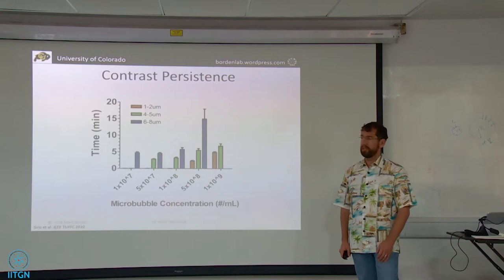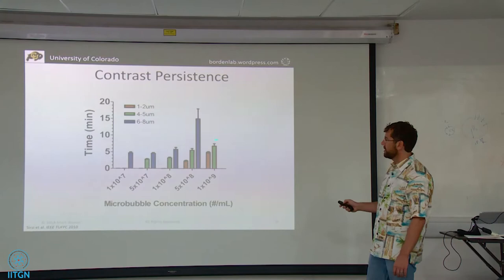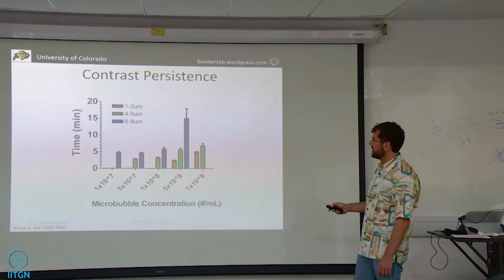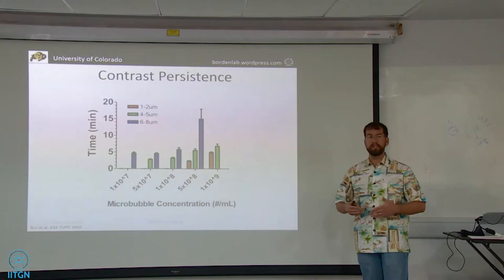They're long circulating bubbles. 4 to 5 micron bubbles also do pretty well. You can see the increase in circulation time with the concentration injected, as you'd expect, and also 1 to 2 micron. It's kind of interesting that 4 to 5s, in this case, don't last much longer than 1 to 2s. So, again, the data is saying larger bubbles are better. Not only do they provide a higher amount of contrast, but they're also circulating more, so providing a more persistent contrast.